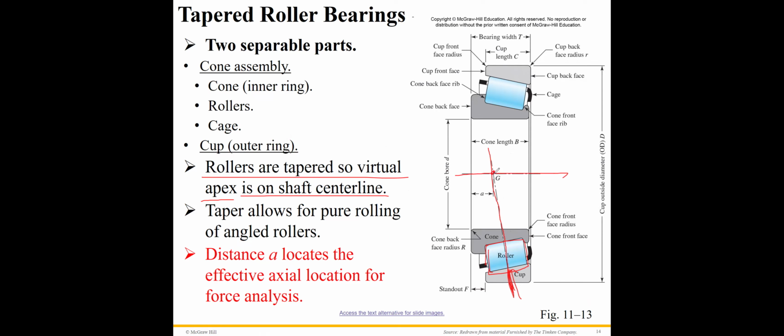So we define the point here as G, and this G has the distance A. The distance A locates the effective axial location for the force analysis. Therefore, we define this distance A as the effective axial location, or the effective axial distance. So we analyze the stresses based on point G.